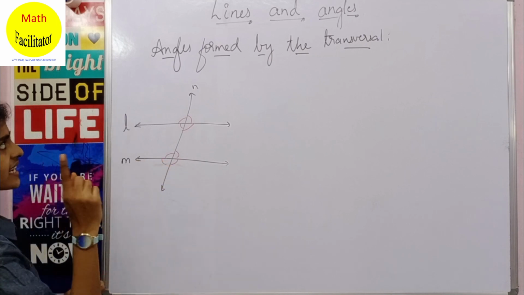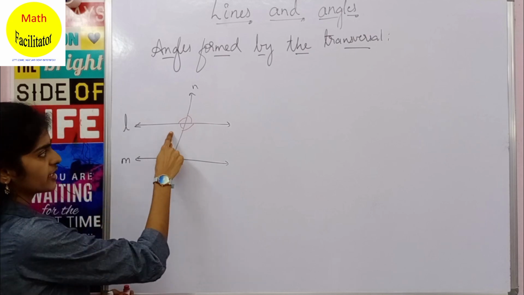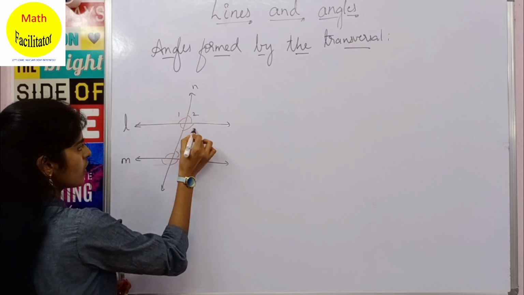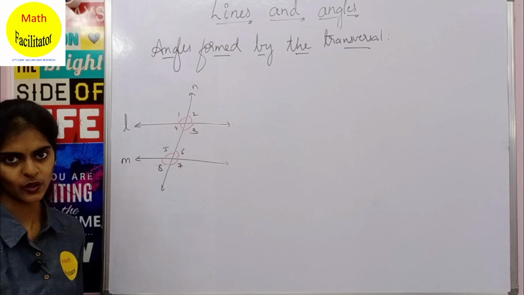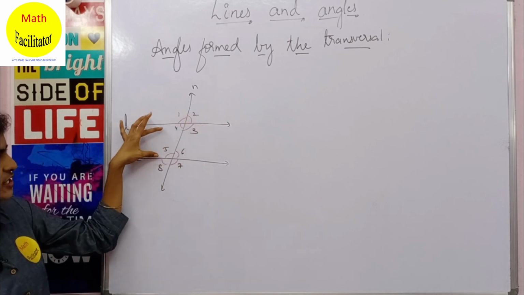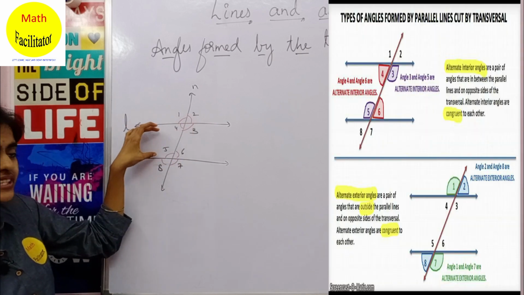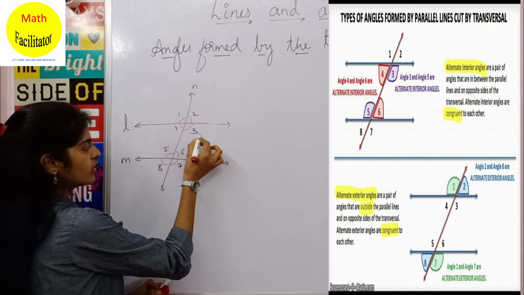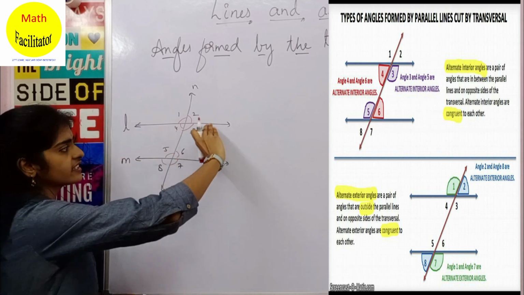So when a transversal meets two lines, a total of 8 angles are formed. Let me write here 1, 2, 3, 4, 5, 6, 7, 8 angles are formed. Also see here, the angles which are in between these two lines are called interior angles. Clear? So angles 4, 3, 5, 6 are called interior angles because they are inside the two lines.